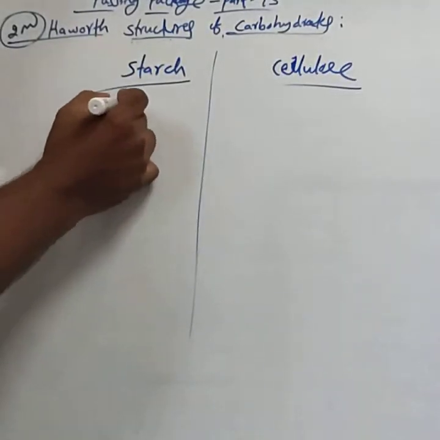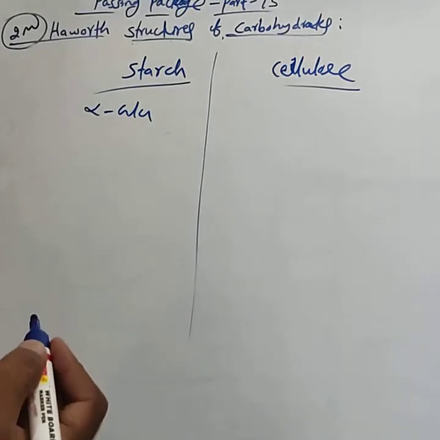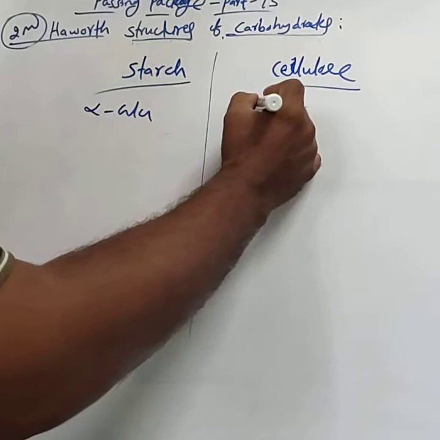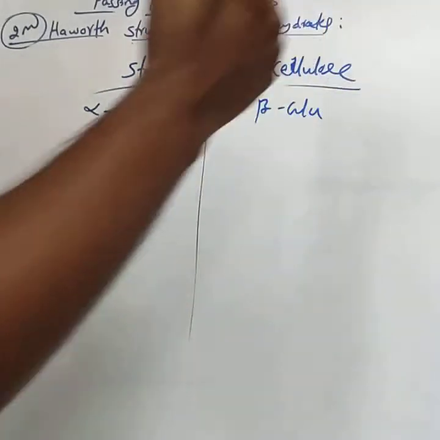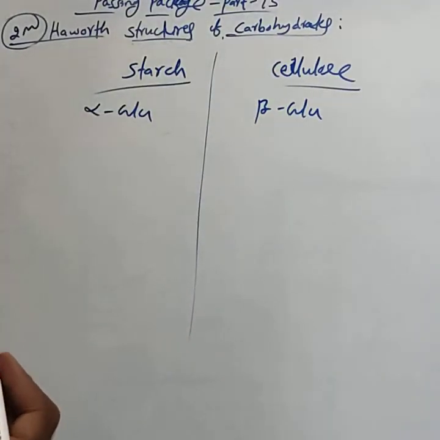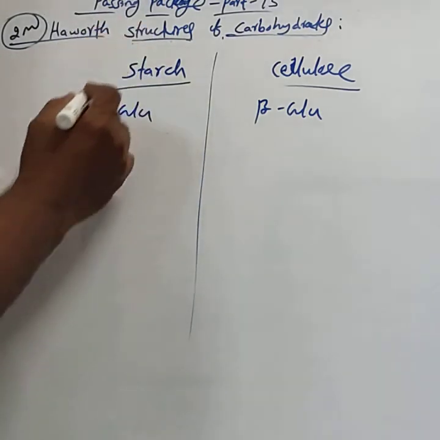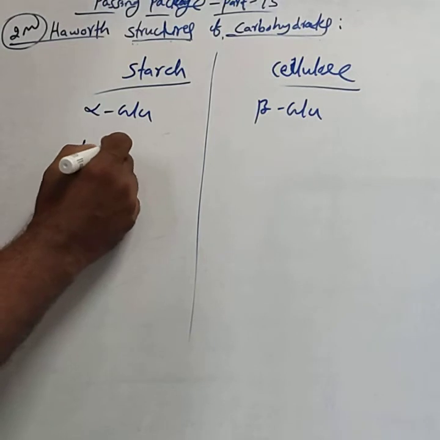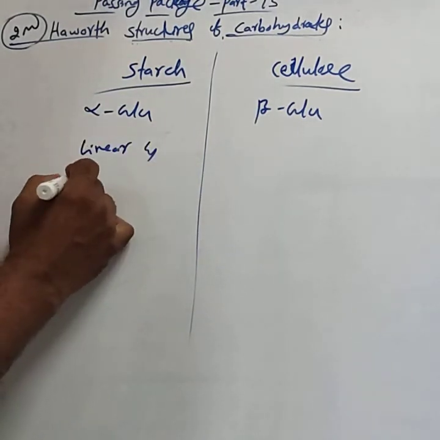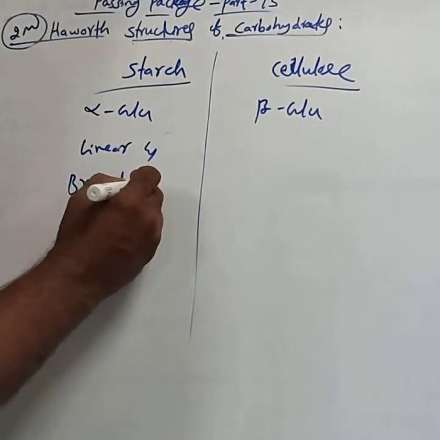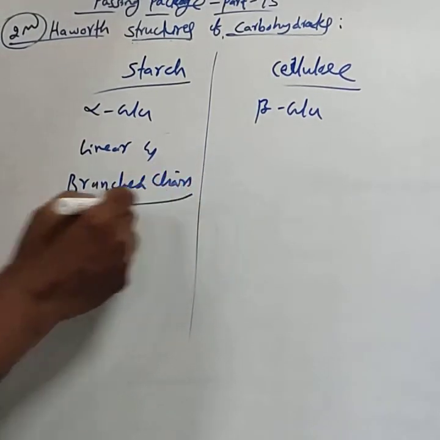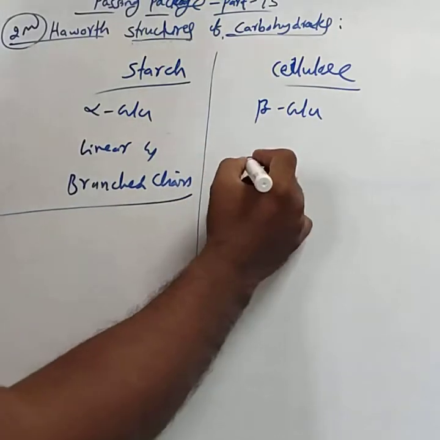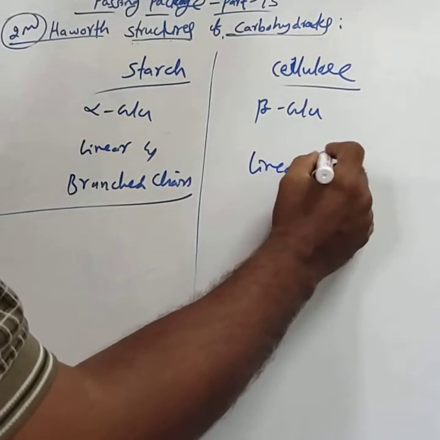Starch is made up of alpha glucose. The monosaccharide present in starch is alpha glucose, while in cellulose it is beta glucose. Cellulose is made up of beta glucose. Starch has both linear and branched chain polymer. It has both linear and branched chain, while cellulose is only a linear polymer.